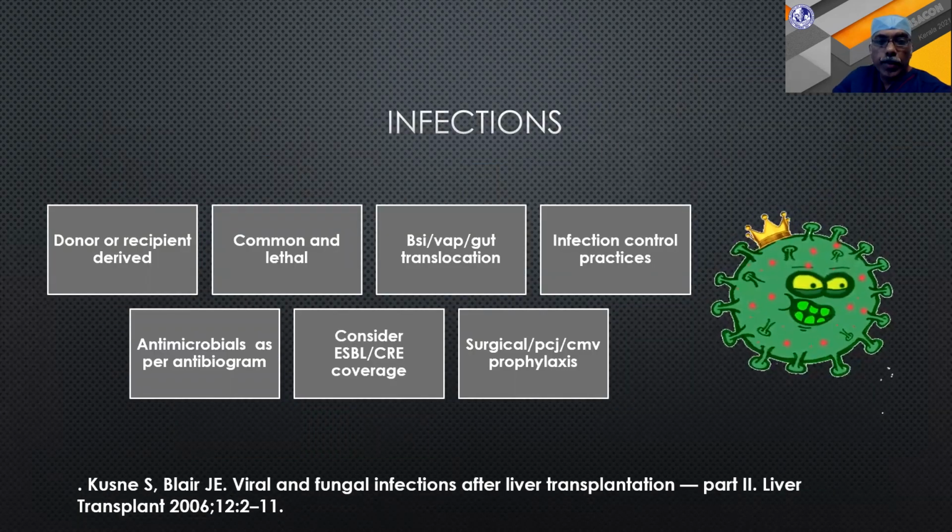Coming to the last part of the presentation, lastly, infection, which could be donor or recipient derived, is common and lethal. The sources may be the blood, that is BSI, or the lung, VAP, or gut translocation. We should continue infection control practices. Antimicrobials should be initiated as per the antibiogram. There is no role for prophylactic antibiotics. Consider ESBL and CRE coverage in high-risk patients, as well as surgical, CMV, and Pneumocystis jirovecii prophylaxis in high-risk patients.